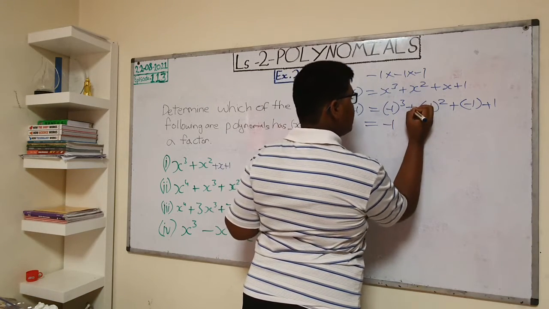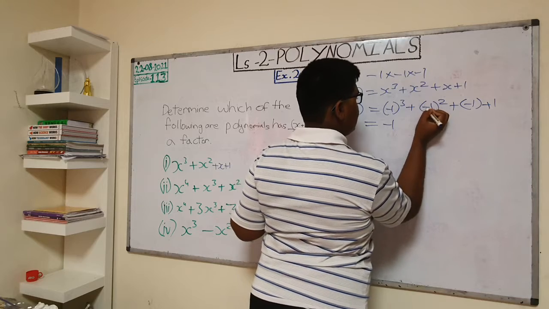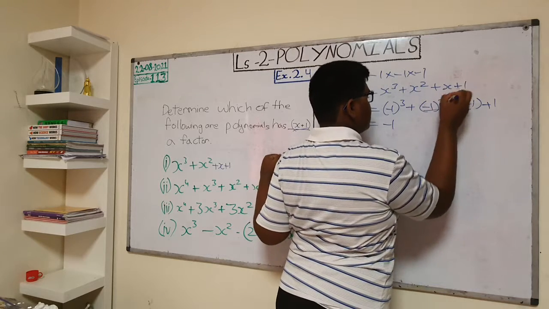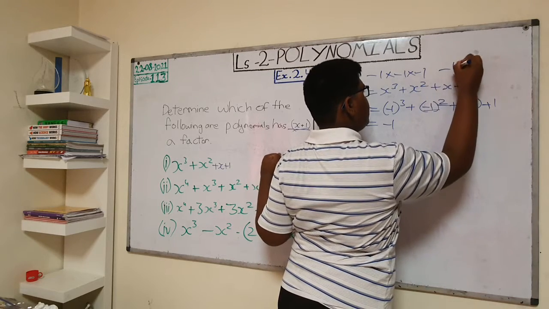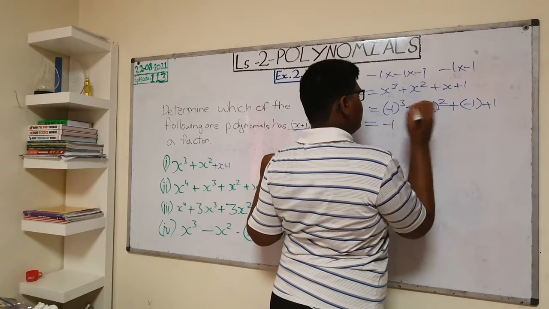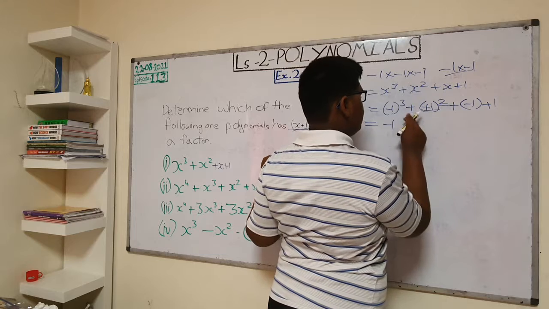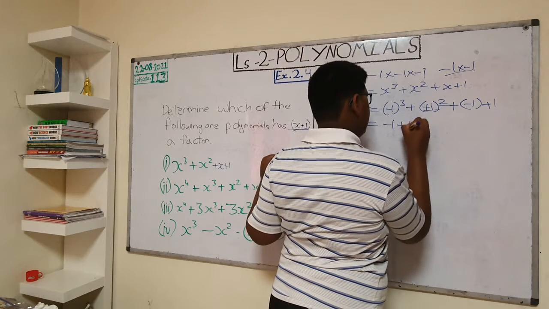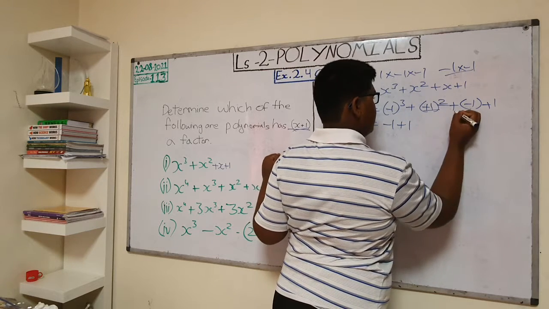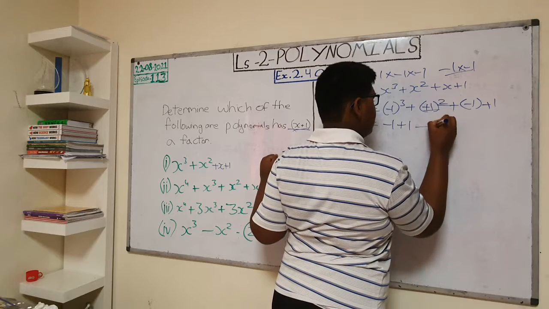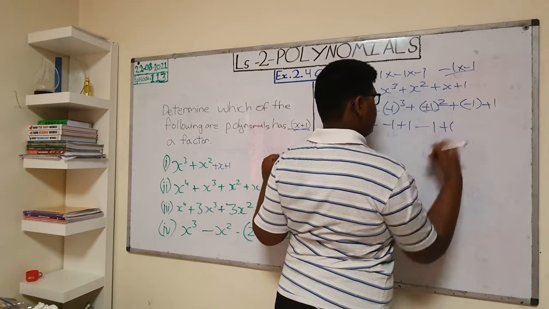Plus, now here we are having plus and here we are having minus. But before that we will see the square. So minus 1 into minus 1 will be 1, right? Because both are having the same signs. So plus and plus will be plus itself. Then plus and minus means minus 1 as it is. Plus 1.